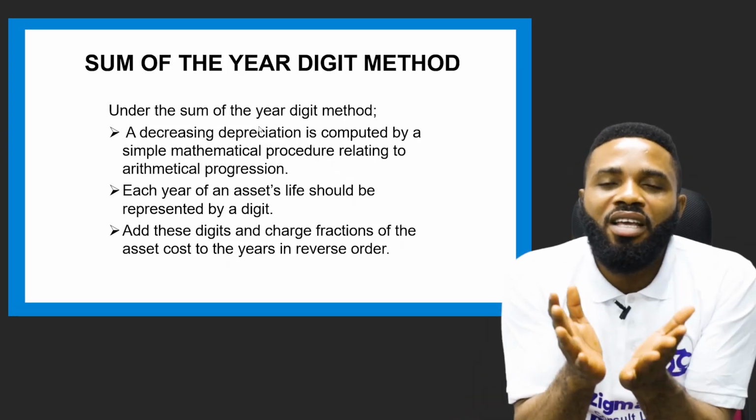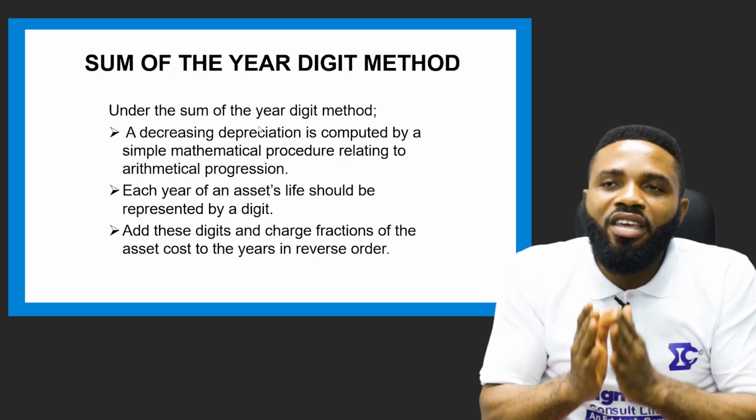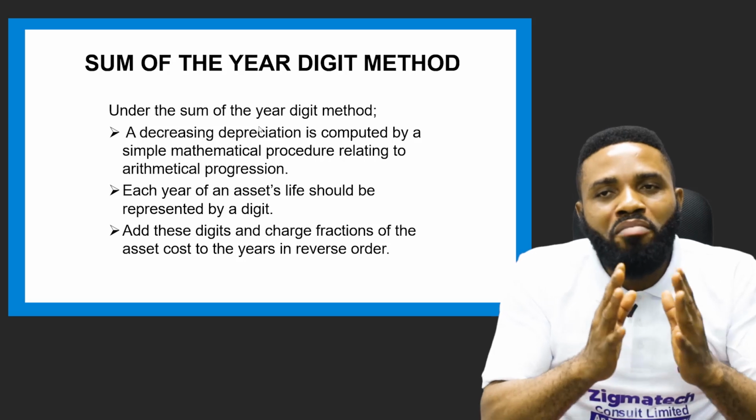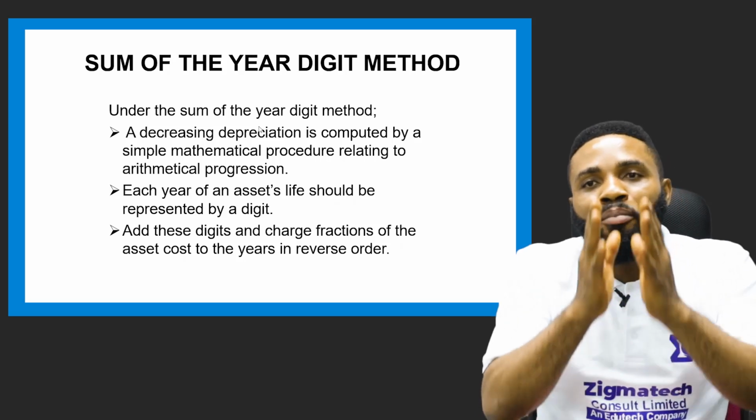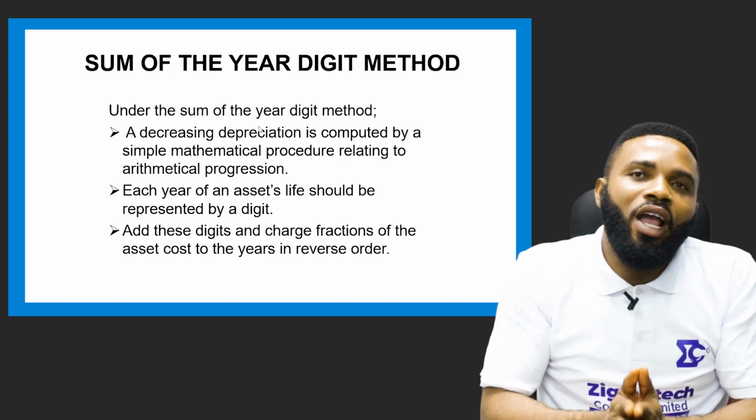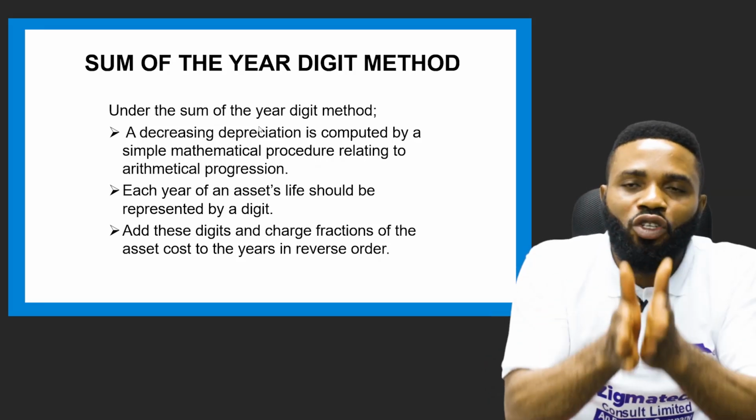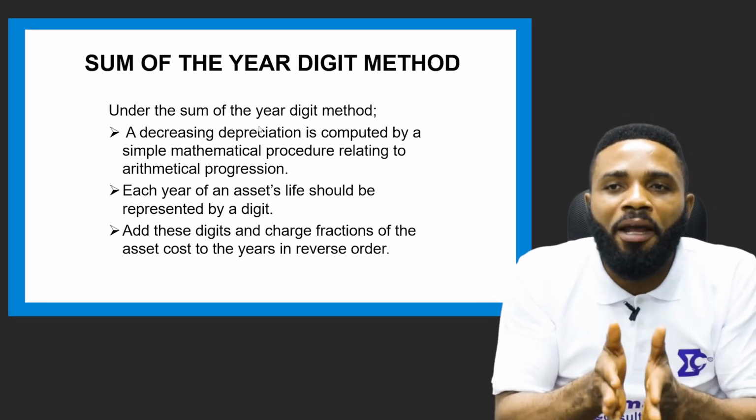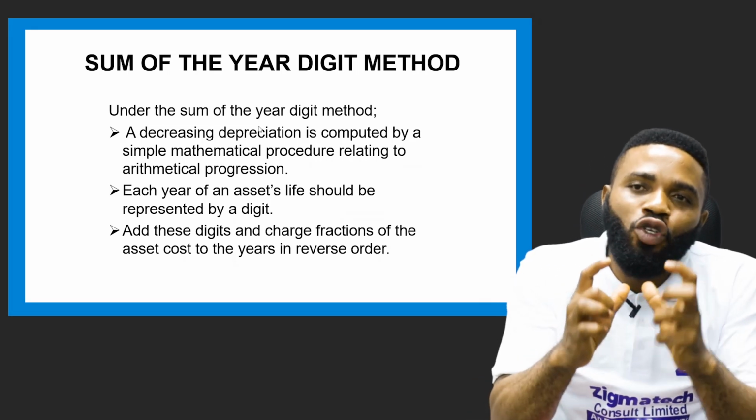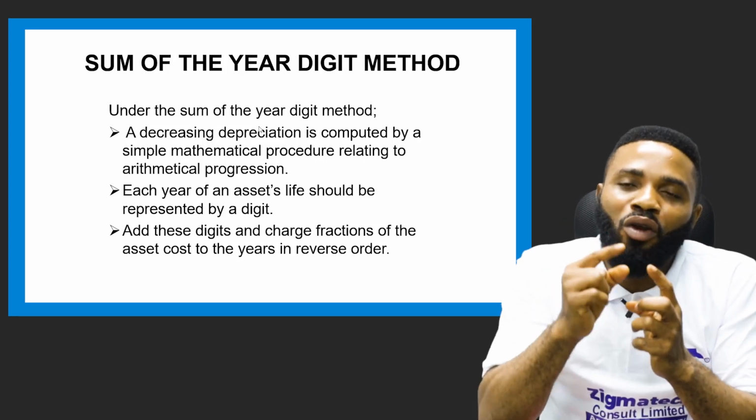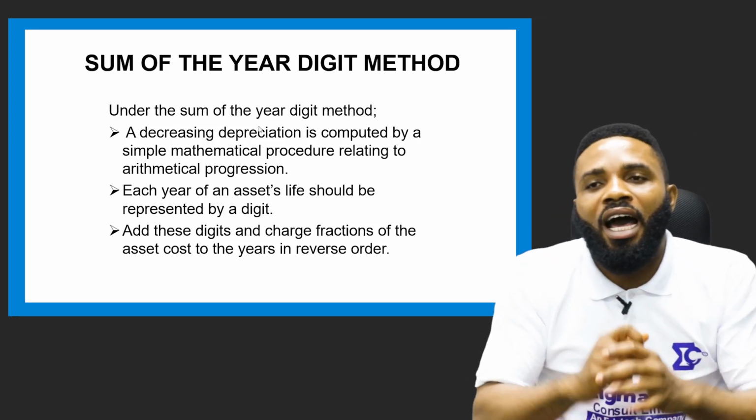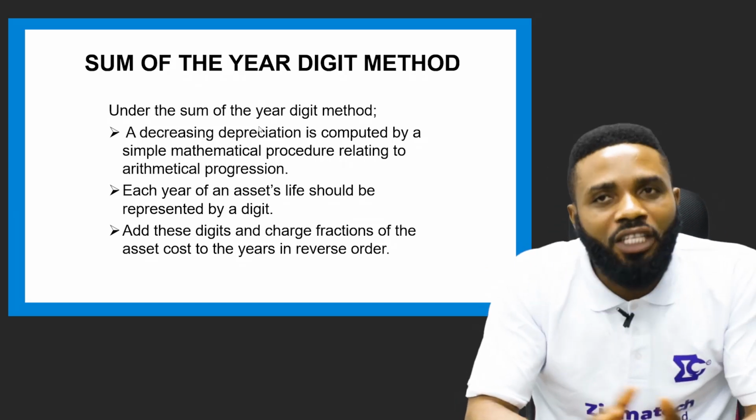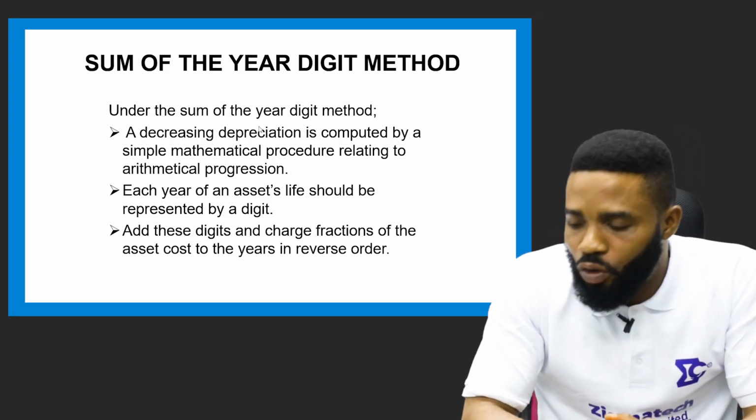But what we are trying to say here is that when you are using the sum of the year digit method, we apply one mathematical tool. This is what we call arithmetical progression, where they are arranged based on a series of numbers 1, 2, 3, 4, and then in the process of arranging them, you allocate the useful life of the asset. You allocate it to each of the figures, and at the end of the day, you will have a fraction that will determine the depreciation for the period under consideration.